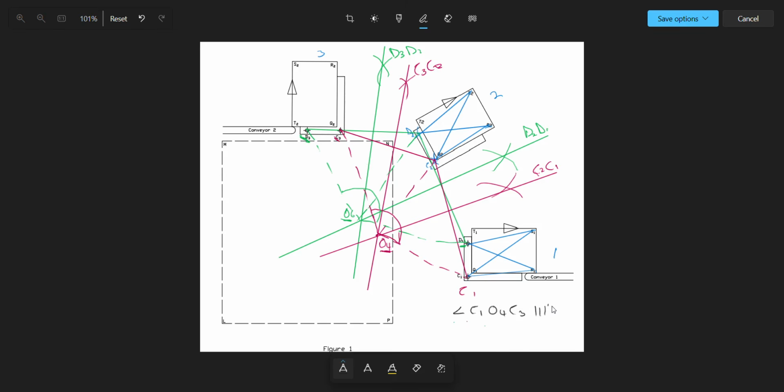I got 111 degrees, and then angle D1 06 D3. D3, I got 129 degrees. 129 degrees. So if you are doing this assignment, you are going to get something closer to that.